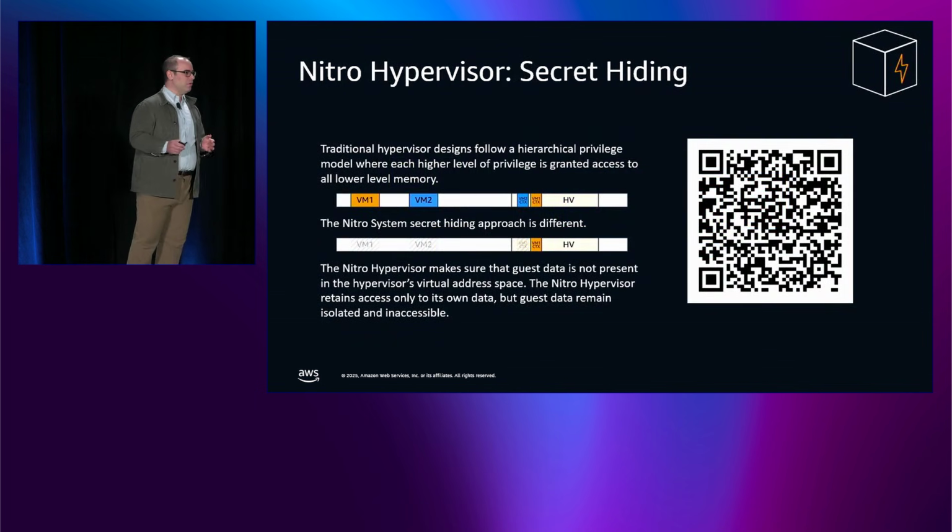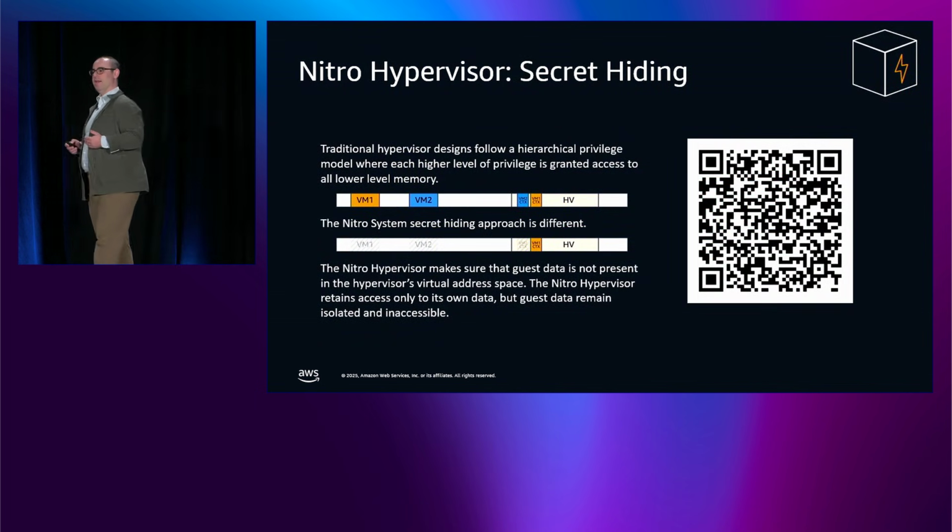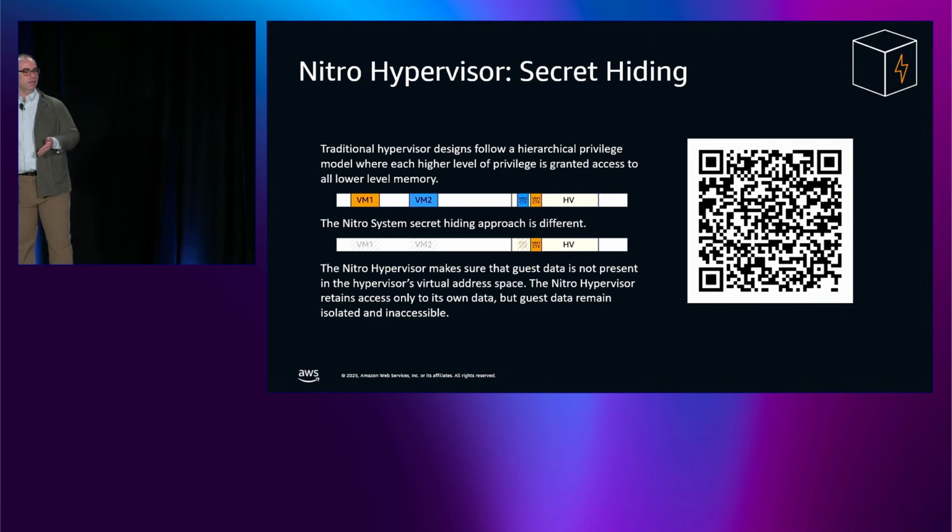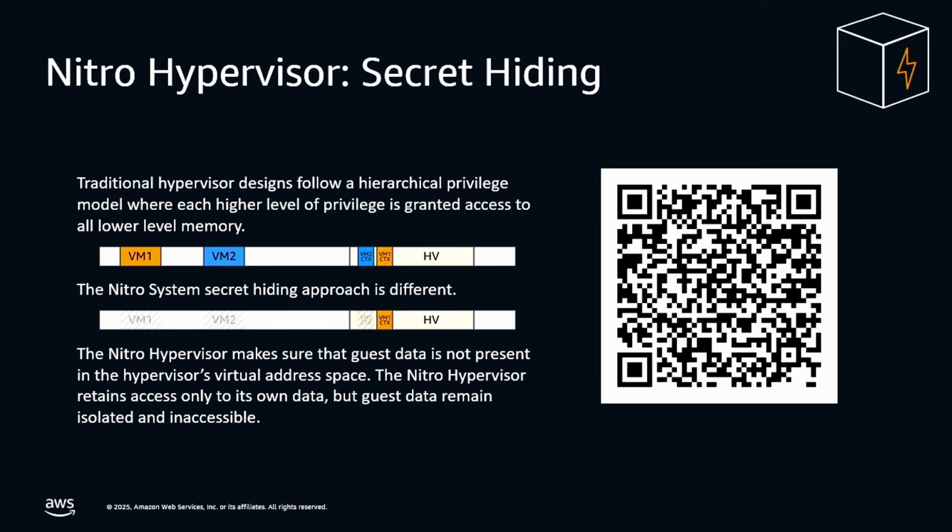Now, recently, we've also published a blog post that goes into some depth about a particular choice we made in how we implemented the Nitro hypervisor. This is called secret hiding. We won't speak about this in depth today. I have provided a link to the blog post if you're interested to learn more.